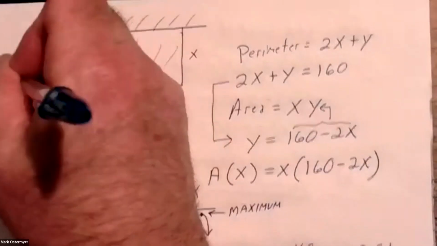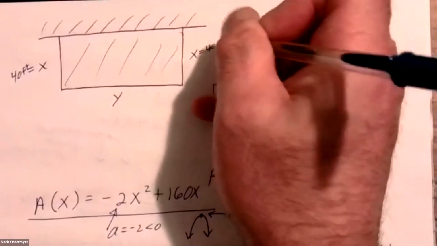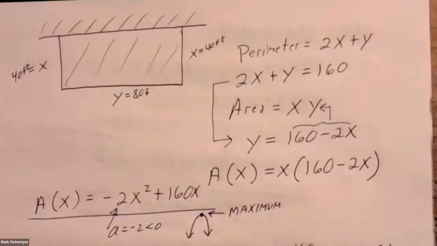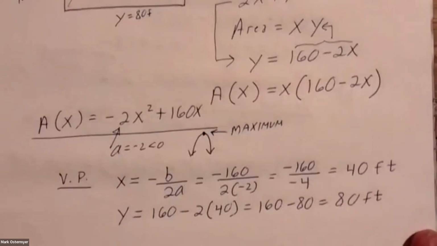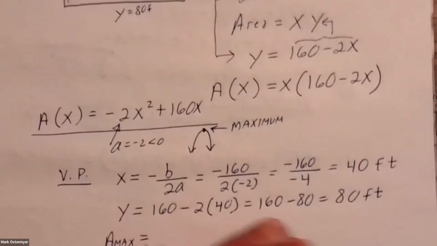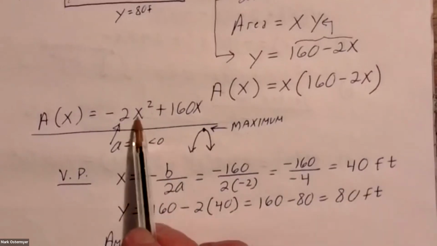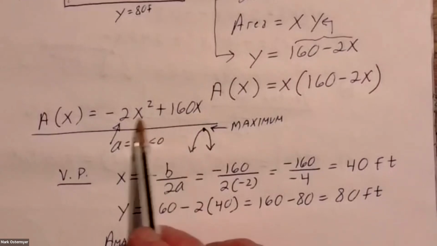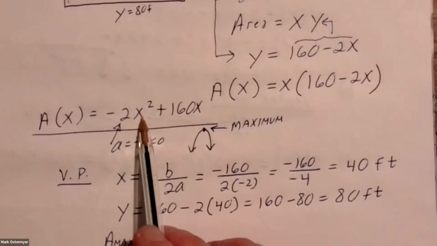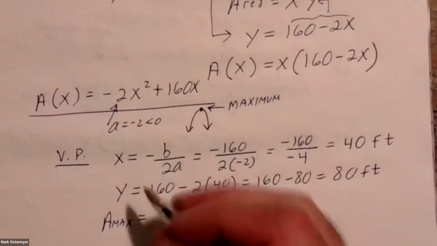So this would have to be 40 feet here along this edge. This length of fence is 40 feet here, and this will be 80 feet here, and that would add up to 160 feet of fence that we have available to build this enclosure. Now, what would be the maximum area? The maximum area of this fence is going to be found by taking 40 feet and putting it back into your area function, which is a quadratic function. So I'll put 40 in here and put 40 in here for X and crank out the maximum area.